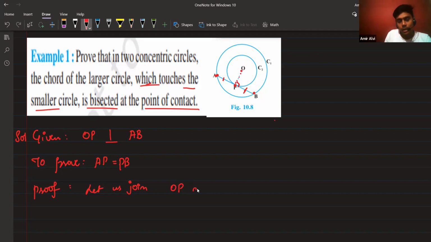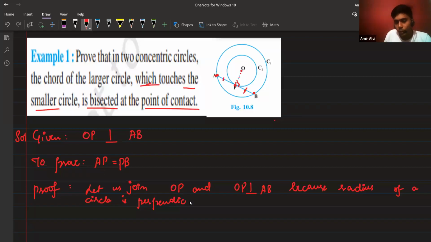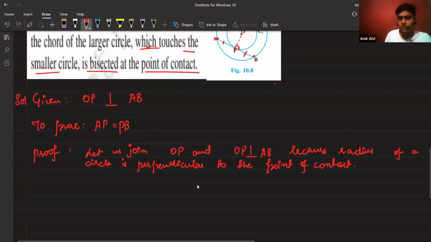OP is perpendicular to AB because the radius of a circle is perpendicular to the tangent at the point of contact. It's simple, not a very complex question.